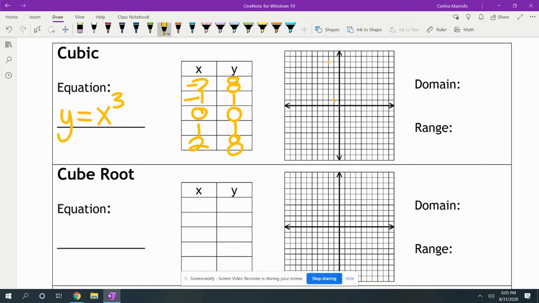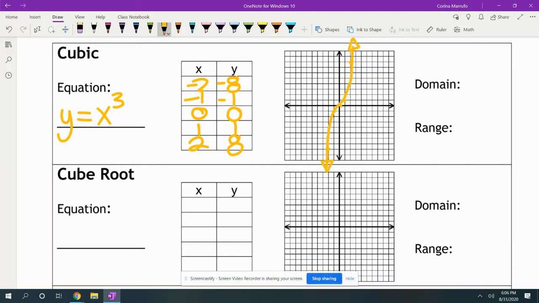Oh, I didn't do this right. Sorry. I knew there was something weird. I forgot the negatives. I'm sorry about that. So -2 to the third power would be -2 times -2 times -2, which would leave you with a -8, and -1 cubed is -1. Okay, so let me fix that. -2 and -8 should start down here. -1 and -1 is right here. 0, 0. Then 1, 1, and then 2 and 8. And so your graph looks something like this.